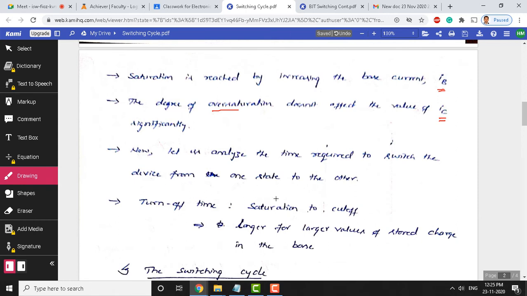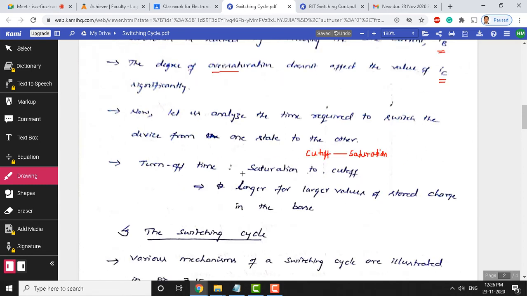Okay, so it is very important for us here. Going from one state to another means we are looking at the time required to switch the transistor from the cutoff region all the way to the saturation region. How much time the device takes, let us analyze that.